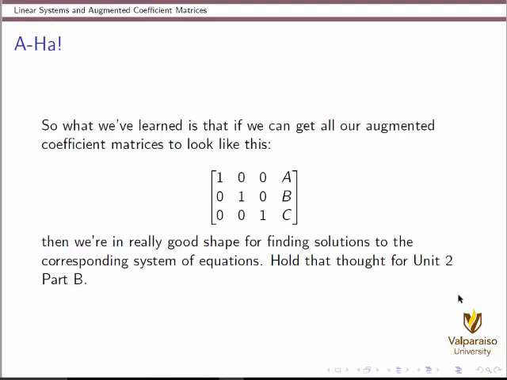And so this gives us a clue into what our problem-solving process is going to be: if we can get our augmented coefficient matrices to look like this format with lots of zeros, ones down the diagonal, and then numbers on the right-hand side, we can read the solution to our system of equations right out of there. So the struggle is going to be, how do we take an augmented coefficient matrix and make it look like that? That's what's coming up in the next video of this unit.